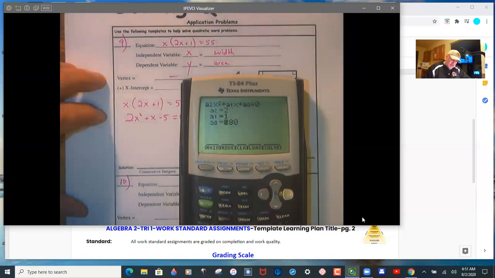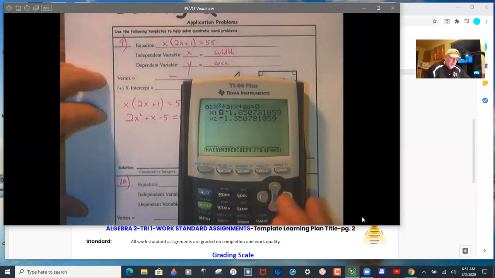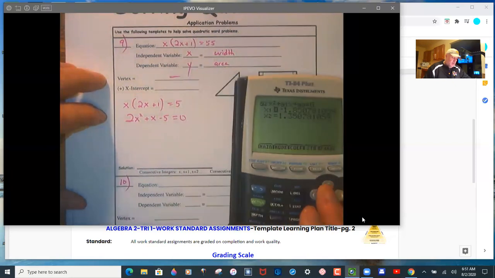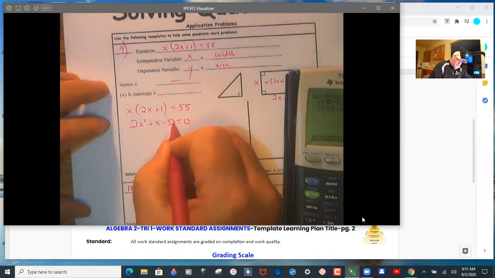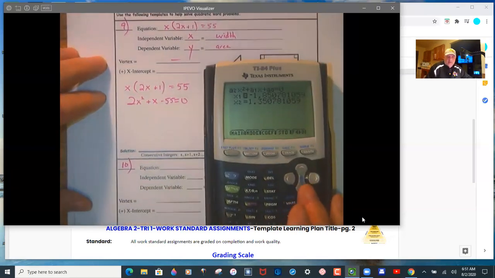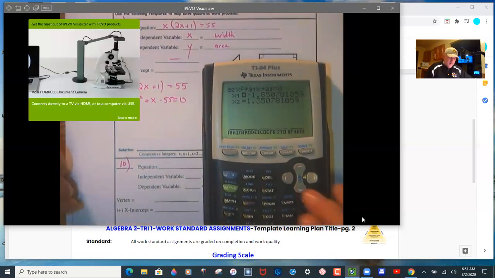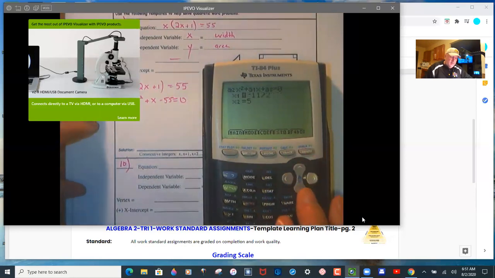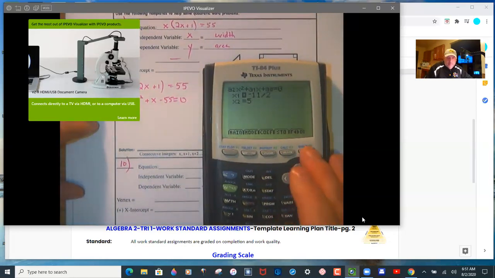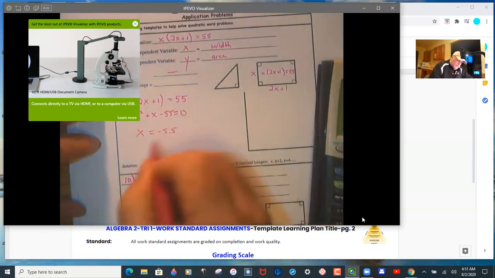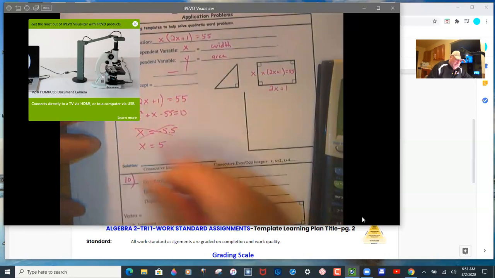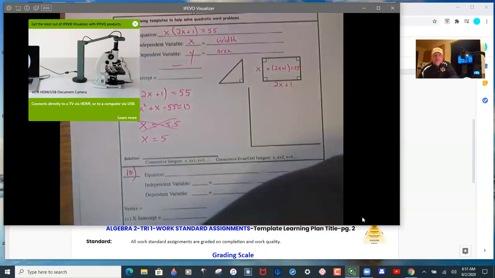2 and 1 and negative 5. So we have 55. I get for working too hard these days and just leave numbers out. So negative 55. So negative 5.5 and 5. We're going to throw out the negative 5.5 and use the 5.